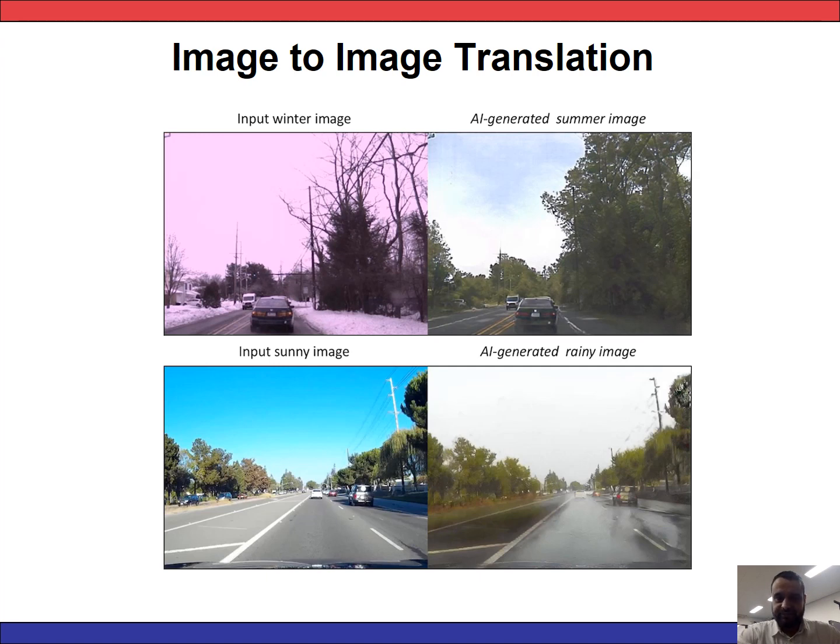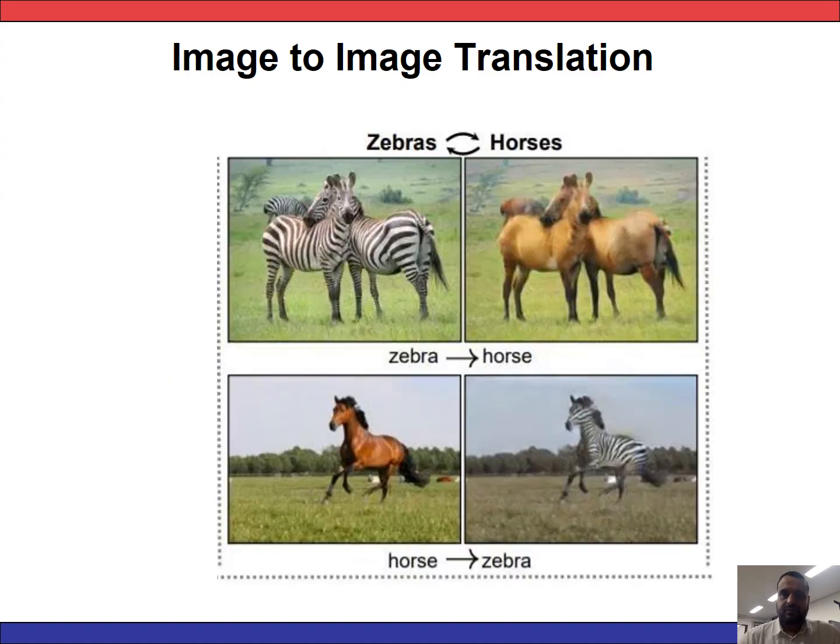Similarly, we can translate the images of a sunny day to a rainy day. This is another application. Similarly, we can translate the images from the zebra to horse and from the horse to the zebra. So these are some of the interesting applications of this image to image translation approach.